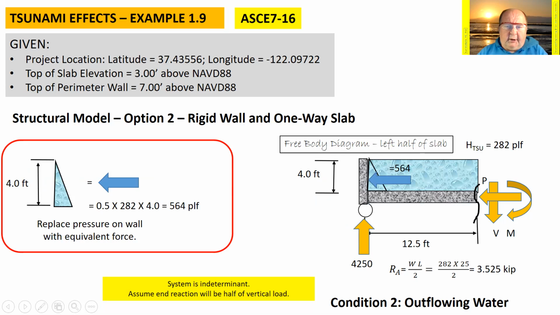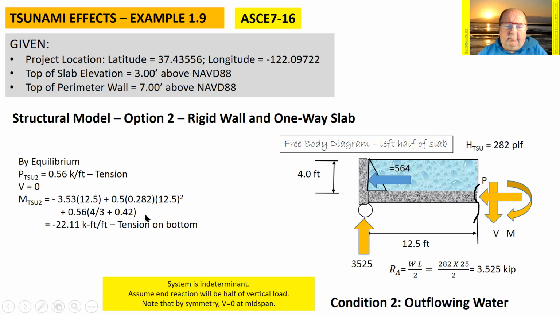On the outflowing water, my condition 2, now I have water on the inside. This internal pressure creates a horizontal force. My reaction is going to be a little smaller due to the weight of the water. Now I'm going to work my equilibrium. Now my internal force is actually a tension force on this slab. The shear still turns out to be zero. And the moment in the middle due to the tsunami wave is now creating 22 kip feet, a tension on the bottom of the beam.